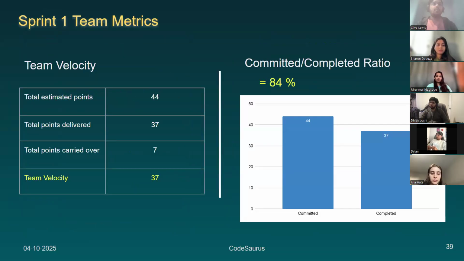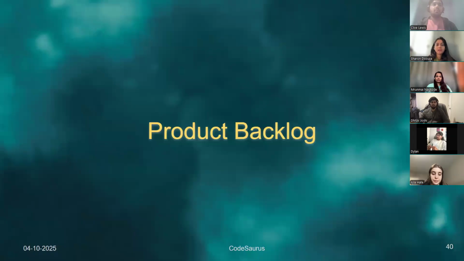For Sprint 1, our team velocity was 37. We committed to 44 story points. We delivered 37. We carried over 7 points, which overall brings our team velocity ratio to 84% of the work that we did in Sprint 1. This is the track we were on. And now we will proceed to the product backlog and what Sprint 2 looked like.